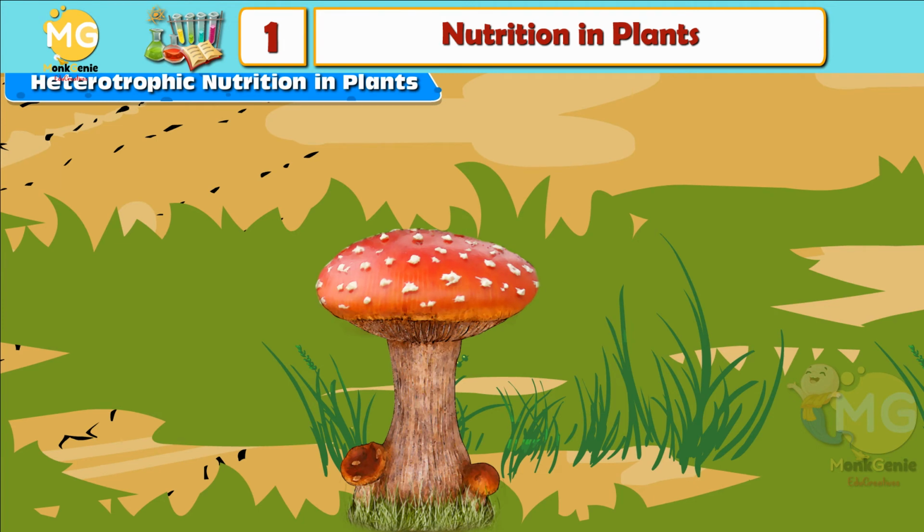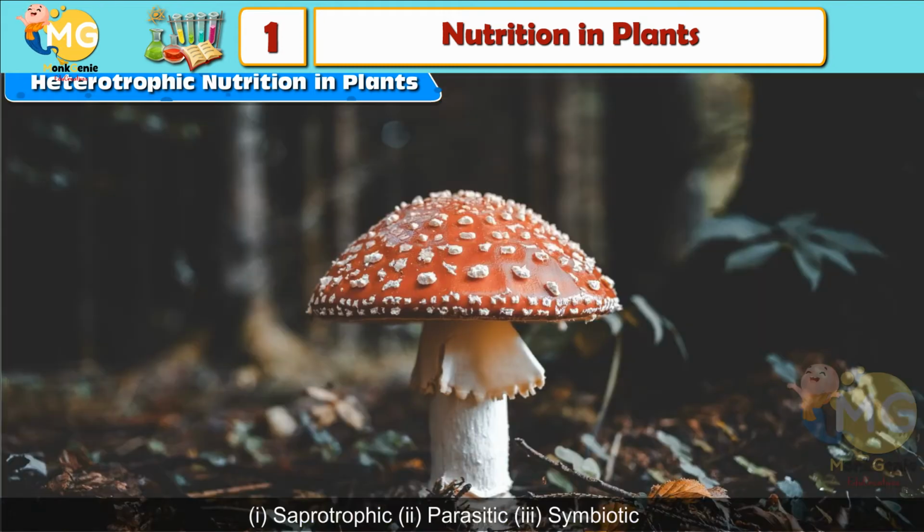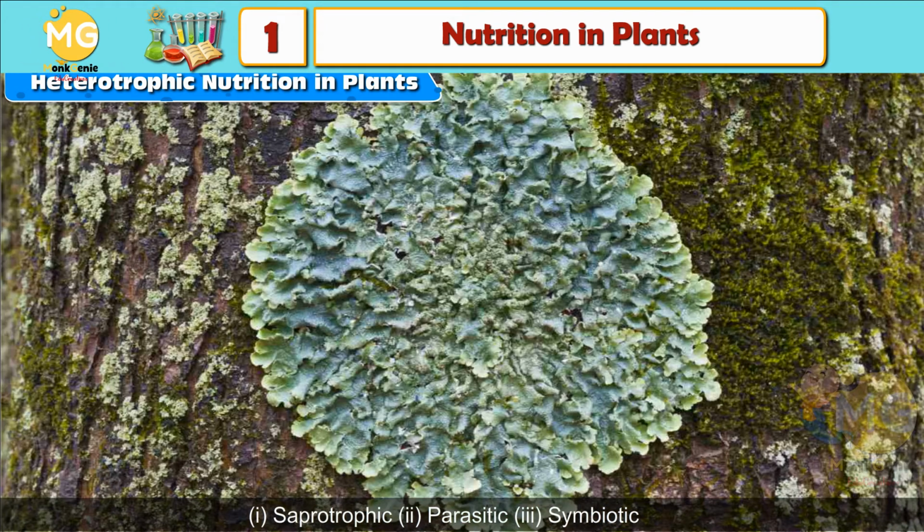Heterotrophic nutrition in plants. Heterotrophic plants are not of green color because they do not contain chlorophyll. Heterotrophic nutrition in non-green plants are of three types. 1. Saprotrophic. 2. Parasitic. 3. Symbiotic.